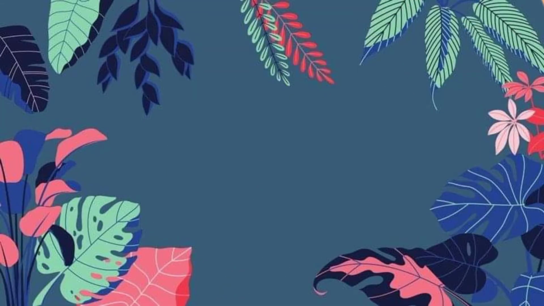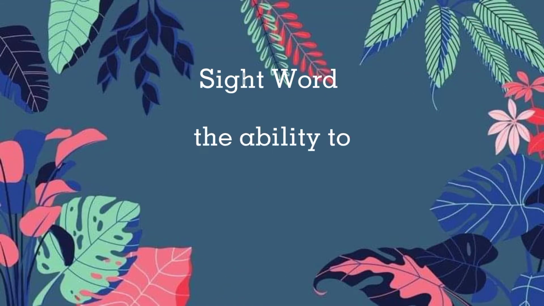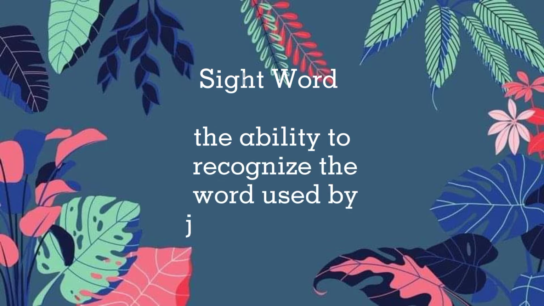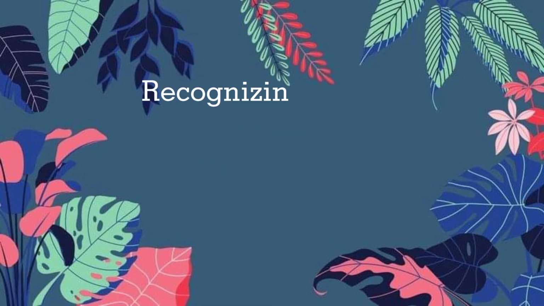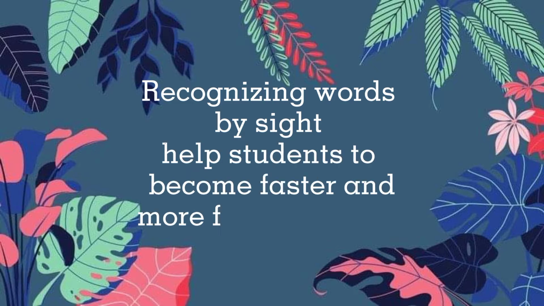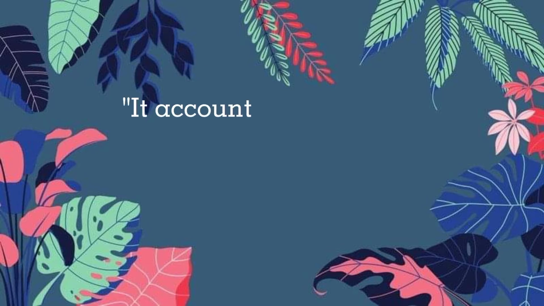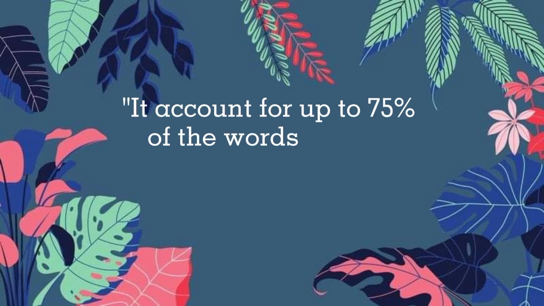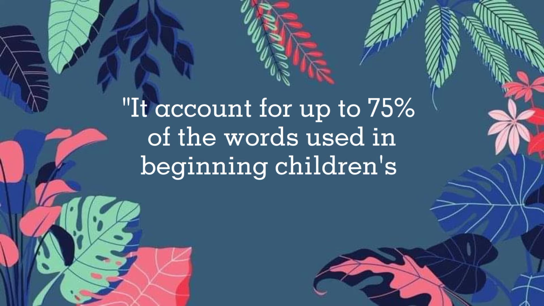But before that, we need to know what a sight word is. A sight word is the ability to recognize a word just by reading it. Recognizing words by sight helps students to become faster and more fluent readers. Sight words are very important for your student to master because, believe it or not, they account for up to 75% of the words used in beginning children's printed material.